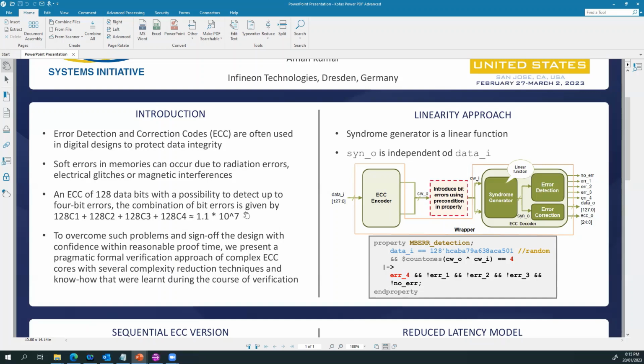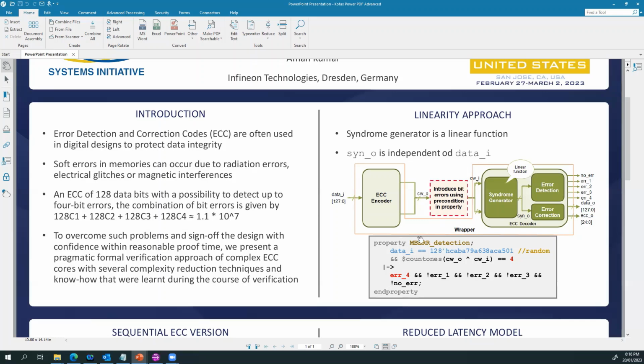As a safety critical design, it's very important to verify all possible combinations of data input in order to make sure that we comply with the ISO 26262 guidelines. Now, to overcome such a problem and sign off the design with more confidence and reasonable proof time, we came up with a pragmatic formal verification approach for ECCs which are complex in nature, where we talk about several complexity reduction techniques and know-hows that we learned during the course of the verification.